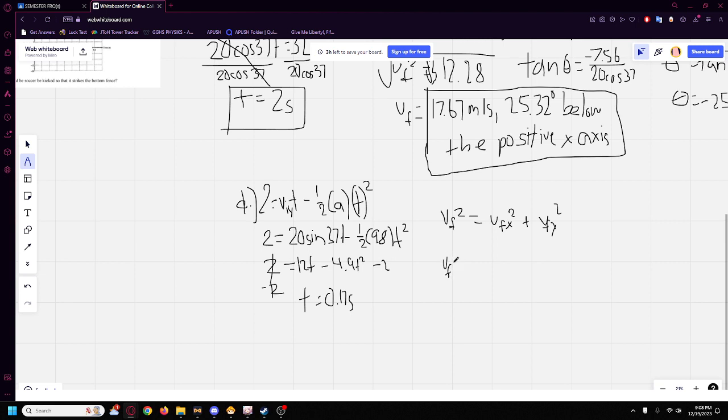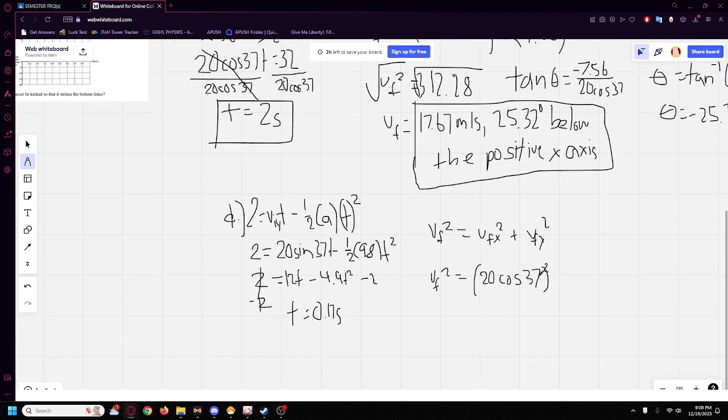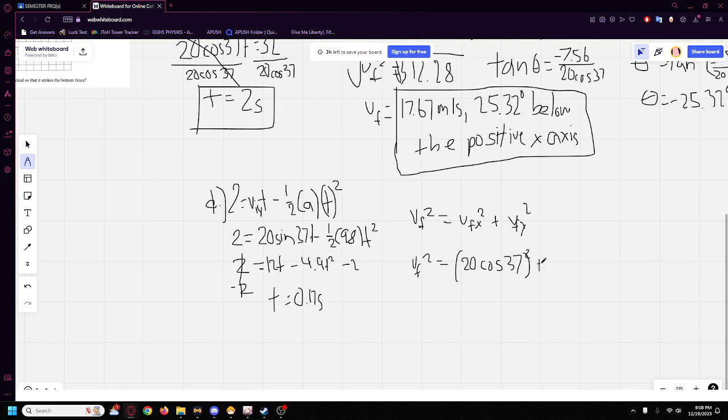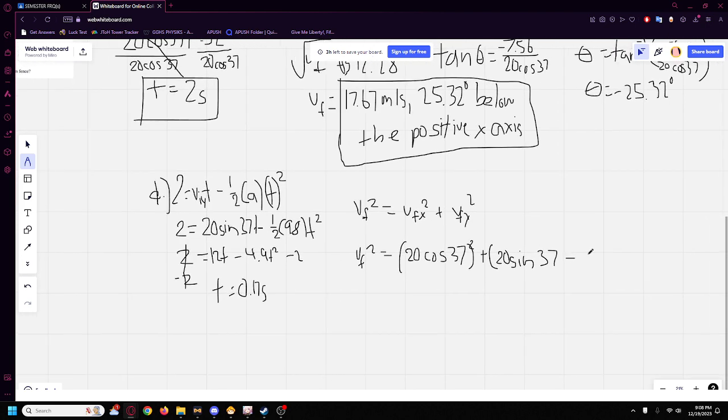So VF squared is equal to 20 cosine 37 squared, because the horizontal velocity doesn't change at all, plus 20 sine 37 minus 9.8 times 0.17 squared.